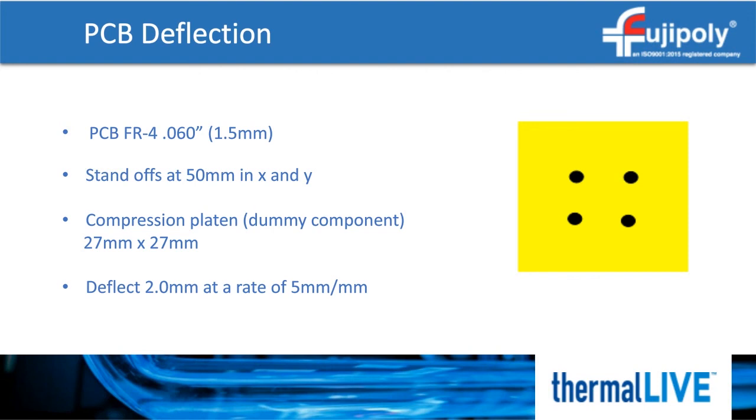In the previous example, the standoffs were 100 millimeters by 100 millimeters apart and gave us 2 millimeters of deflection with only 90 newtons of force. This may seem extreme, but standoffs that are even farther apart are not uncommon, nor is having a PCB flex as much as 2 millimeters or more.